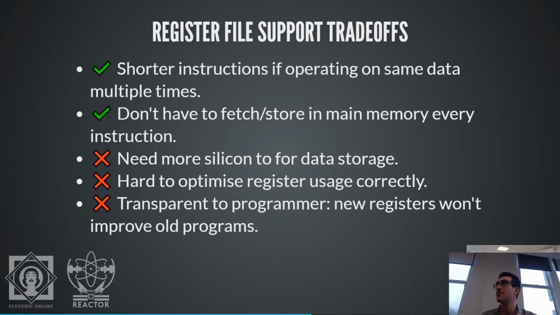It's hard to optimize register usage correctly. It's a really difficult problem because now the programmer or the compiler gets told what registers exist, and it has to try and optimize how they're used as effectively as possible. And this thing is not transparent to the programmer. So if a CPU next year decided to add new registers and you had more registers to play with, for example, old programs wouldn't be able to benefit from that because they wouldn't be able to use those new registers.